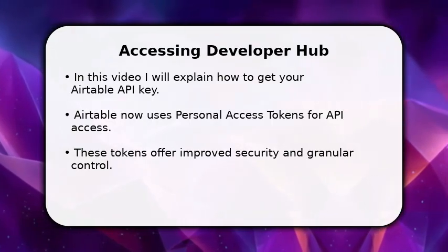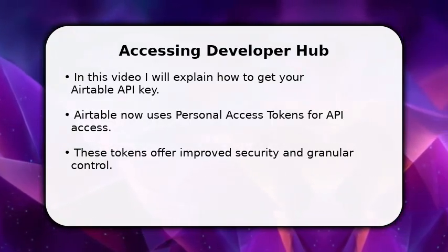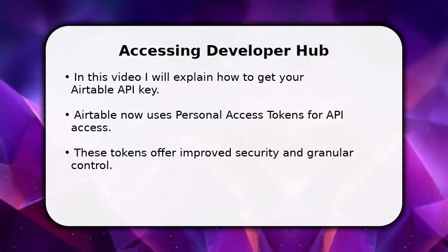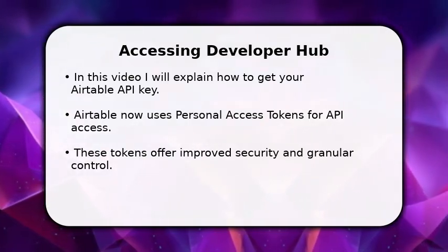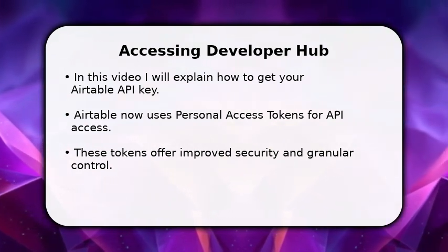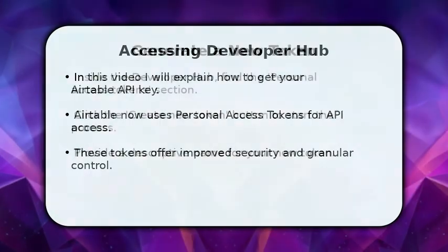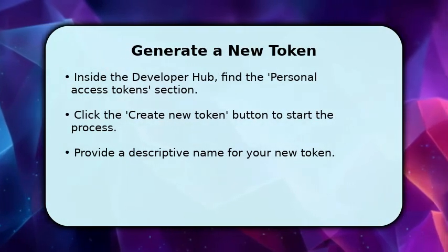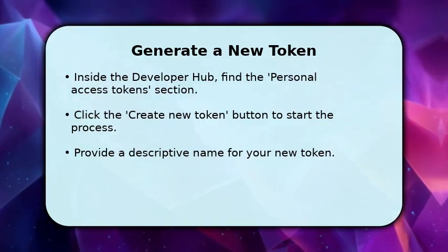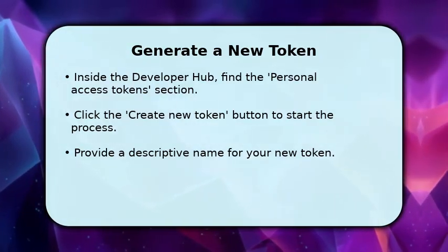To begin, simply log into your Airtable account. Once logged in, locate your account icon in the upper right corner and select the Developer Hub from the drop-down menu. This is your gateway to managing all API-related access. Once you are inside the Developer Hub, you will see a section specifically for personal access tokens. This is where you will manage all your API connections.